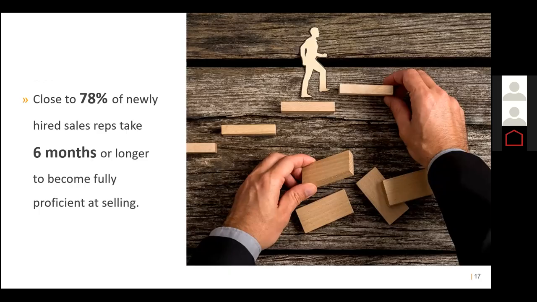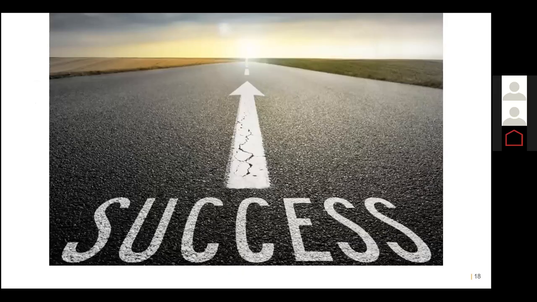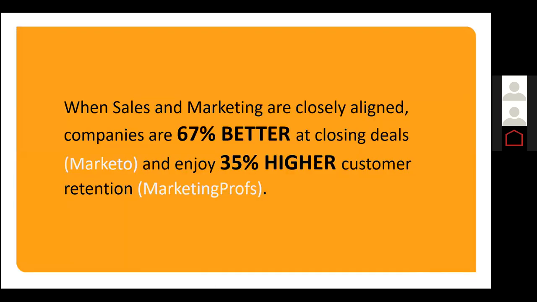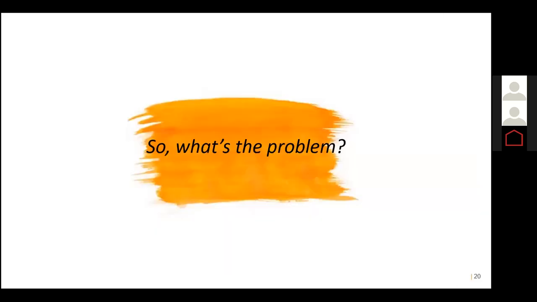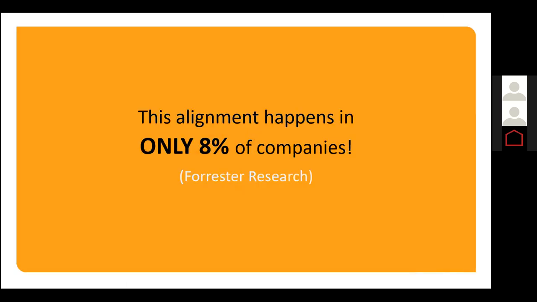But when they work together, sales and marketing teams can create and execute campaigns that are better targeted, more effective, and have more tangible success metrics. When sales and marketing are closely aligned, companies are 67% better at closing deals and enjoy 35% higher customer retention. So you might ask, what's the problem? This alignment only happens in about 8% of companies. That's not so impressive.